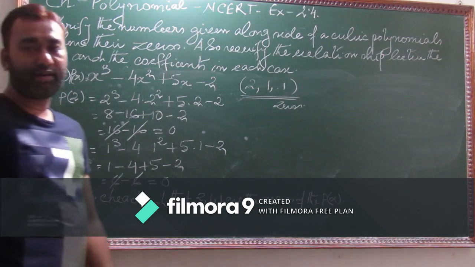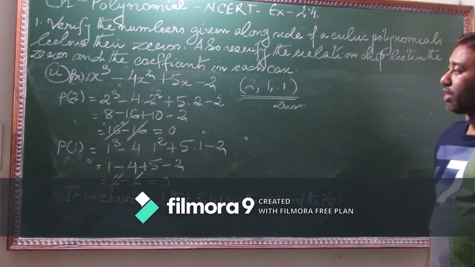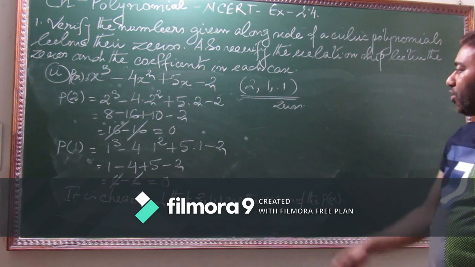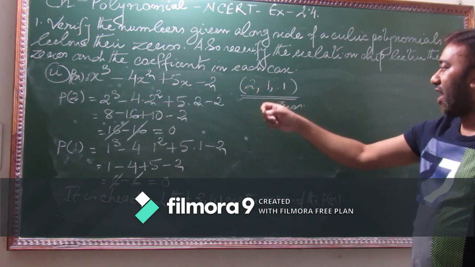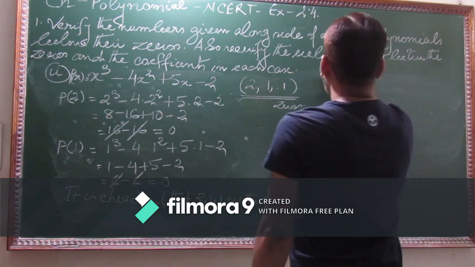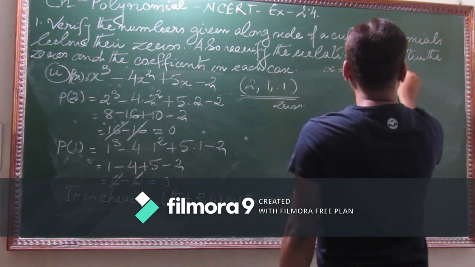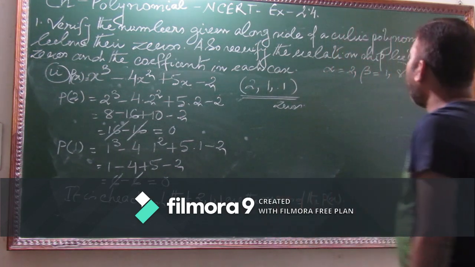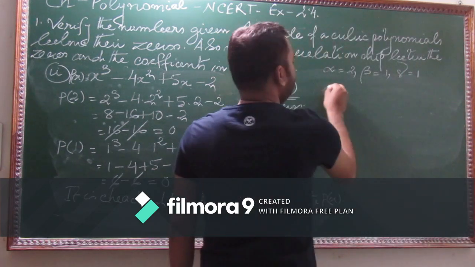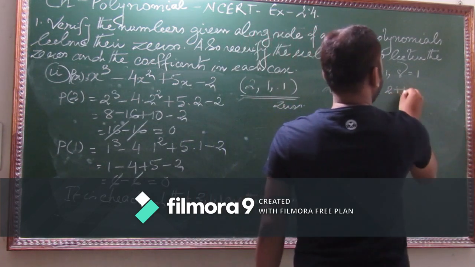Now I have to start the work for the verification. How can we verify? You know that this is a cubic polynomial. So in the case of a cubic polynomial, we consider one zero as alpha, another as beta, and another as gamma. So let me proceed. My alpha is equal to 2, my beta is equal to 1, and my gamma is equal to 1. This has two same roots. Now first we need to find alpha plus beta plus gamma. That means 2 plus 1 plus 1.